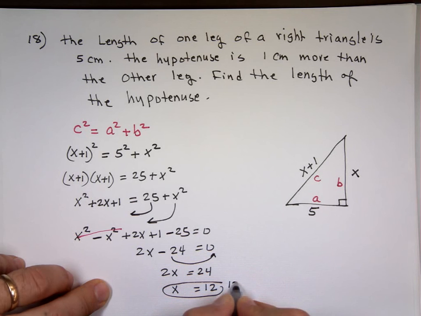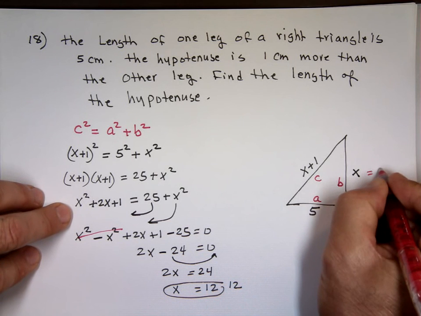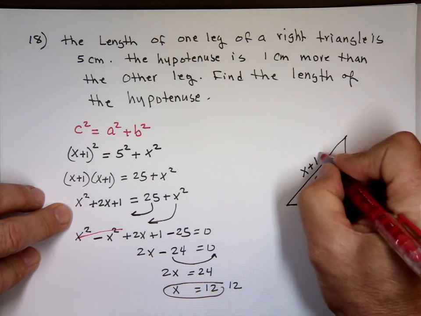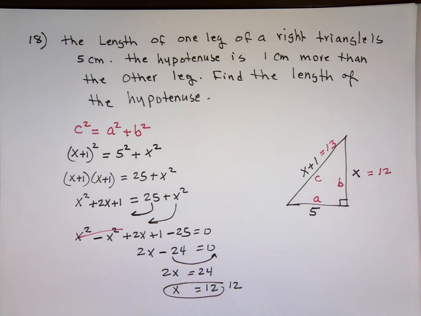So if this is 5, that means this has to be what? 12, and this has to be 13. The question, what's the hypotenuse? 13. And I think you get the idea of that test. That's really what the test is going to look like. So I'll stop here. And that's review of test number 1.